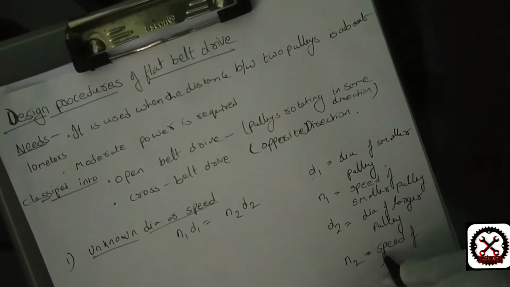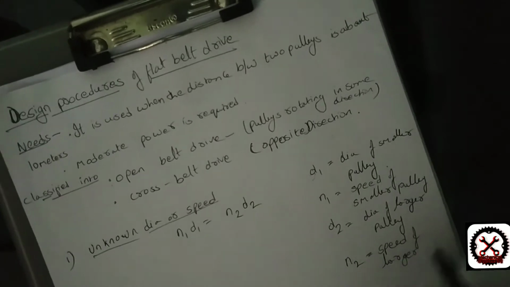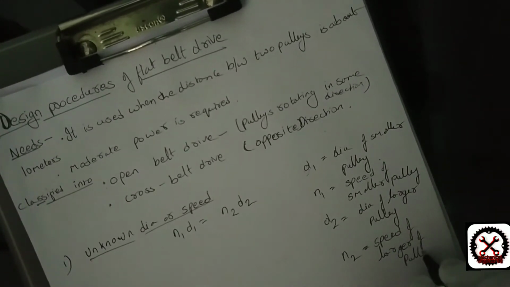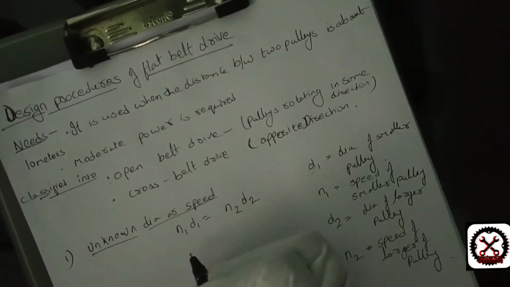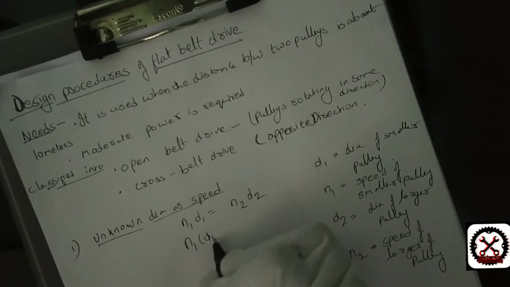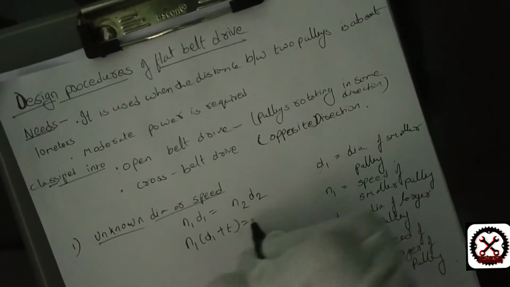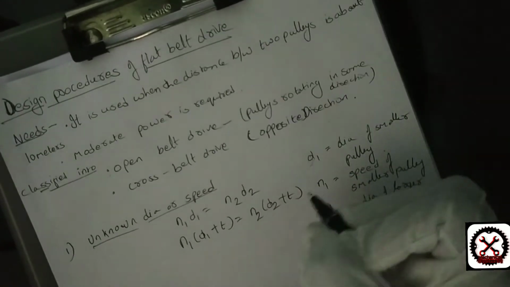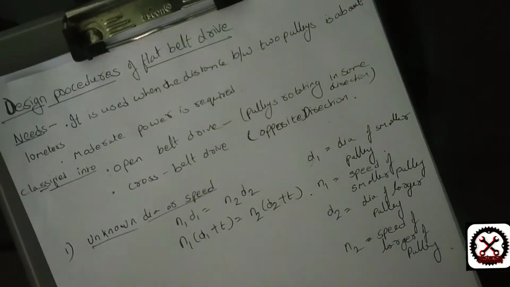Speed of larger pulley, that is number of rotations of the pulley. If in case they give thickness in the question, then we use the formula N1 (D1 plus t) equal to N2 (D2 plus t), where thickness will be given in the question.